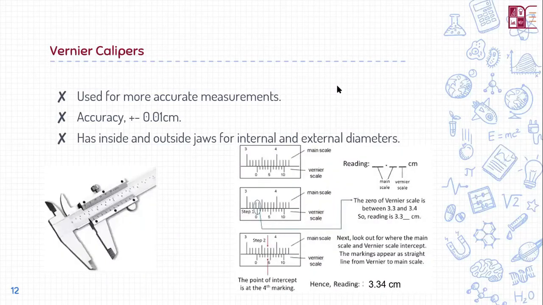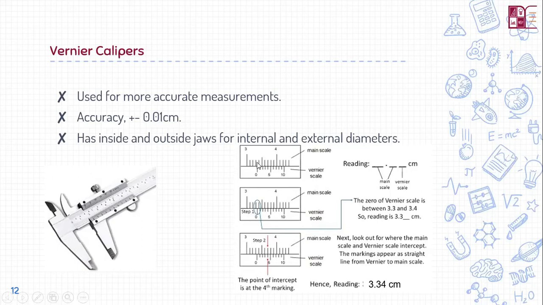Moving on to our first main instrument, that is the Vernier caliper. It is used for more accurate measurements, and the accuracy is plus minus 0.01 centimeters. It has both inside and outside jaws for internal and external diameters. You can see these jaws on top of the Vernier caliper. These are inside jaws for internal diameters, and these are the outside jaws for external diameters. Now, how are you going to take the reading on a Vernier caliper? This one that is going in between, this here is the main scale, and this is the vernier scale.